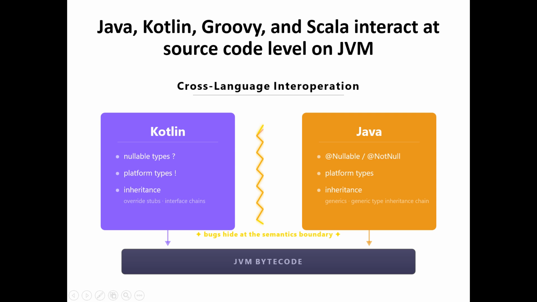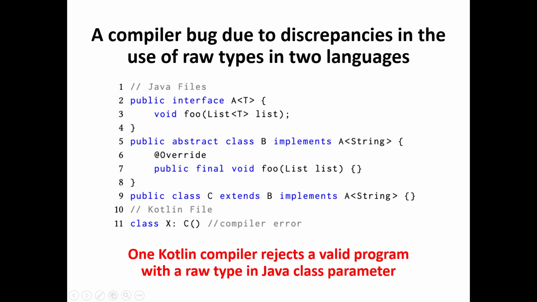Compilers accept what they should reject, or vice versa. Existing fuzzers test one language in isolation. CrossLangFuzzer is the first differential testing tool built for JVM cross-language interoperation. It generates programs with Kotlin, Java, and Scala side by side, compiles them with multiple compilers, and flags disagreements. This picture shows a bug found by CrossLangFuzzer.